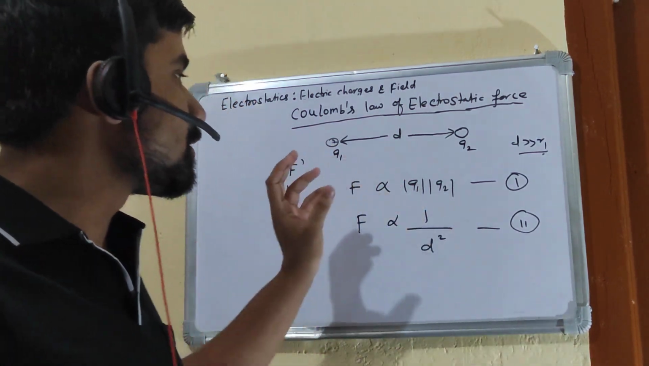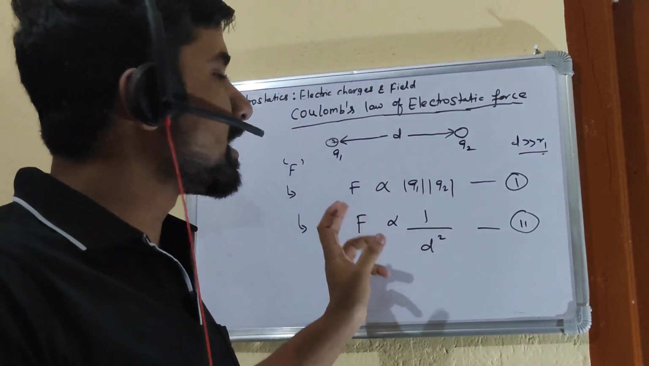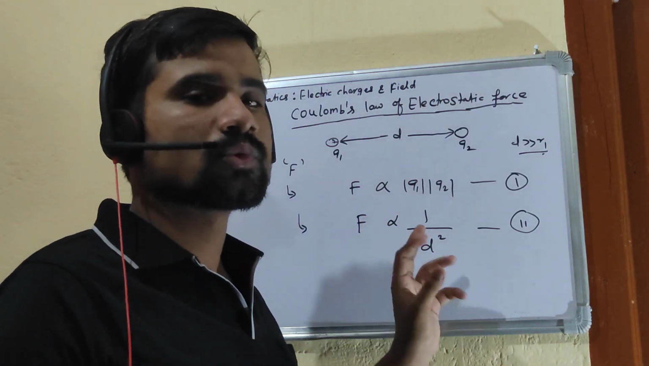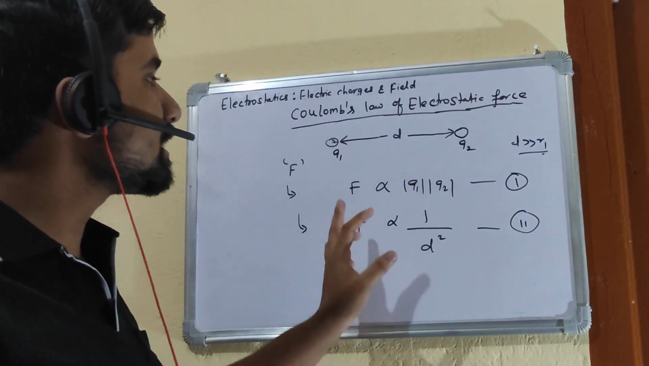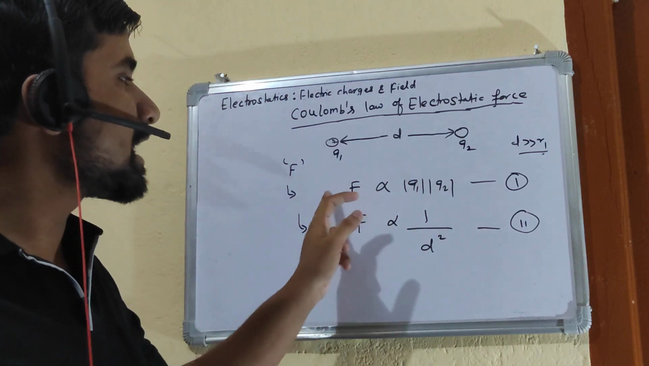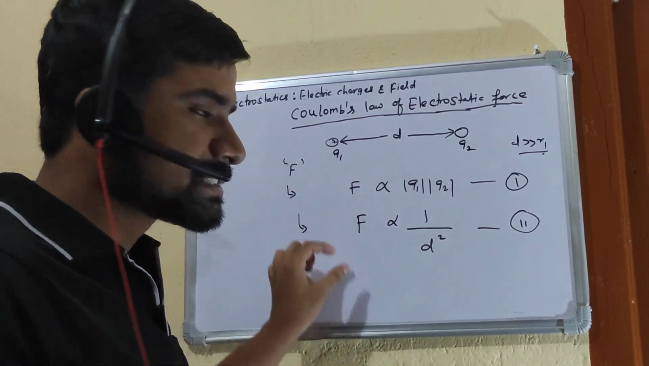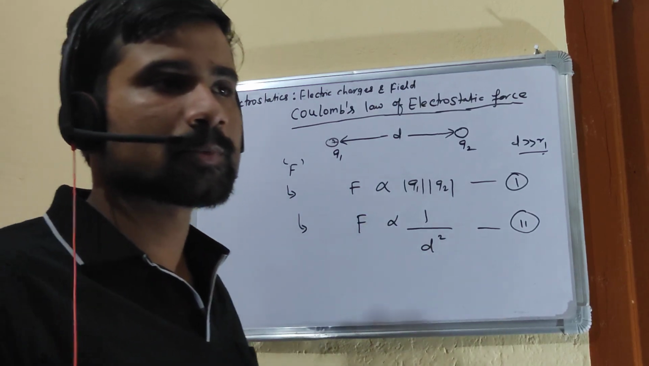Coulomb stated that the force between two charged bodies is directly proportional to the product of their charges, and it is inversely proportional to the square of the distance between them. We can say that the greater the magnitude of charge, the greater the force. The greater the distance, the lesser the force. This is what we mean by proportionality.